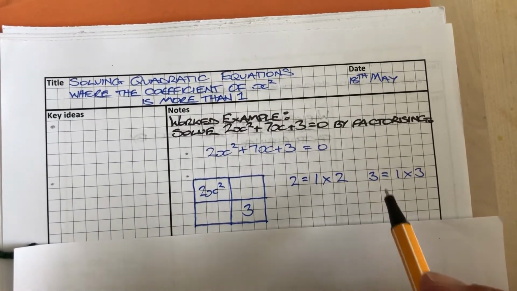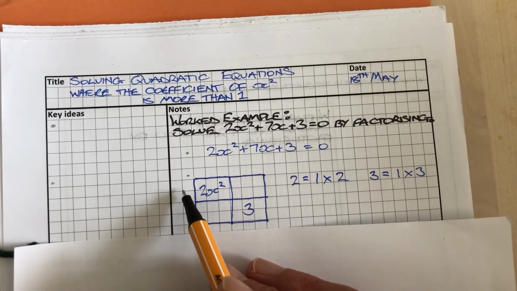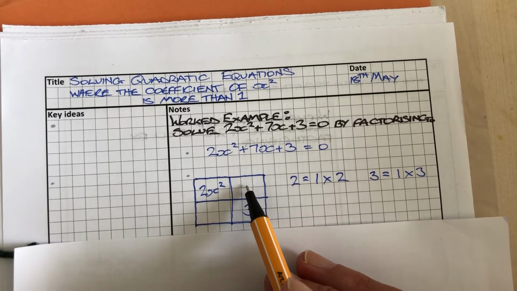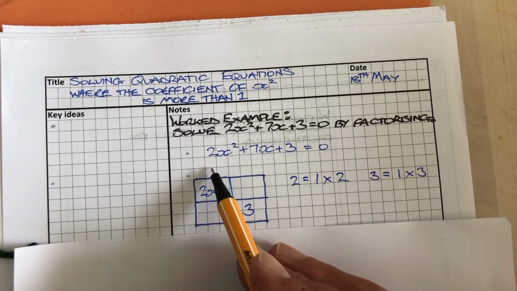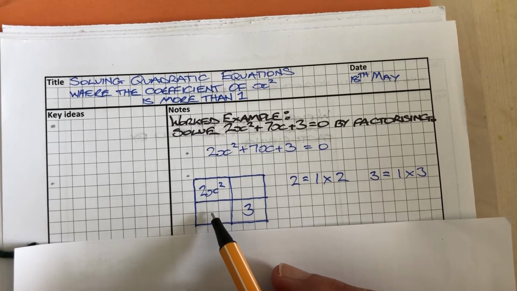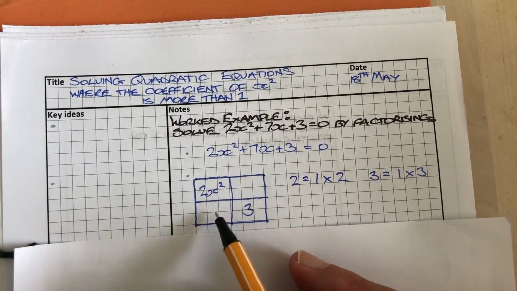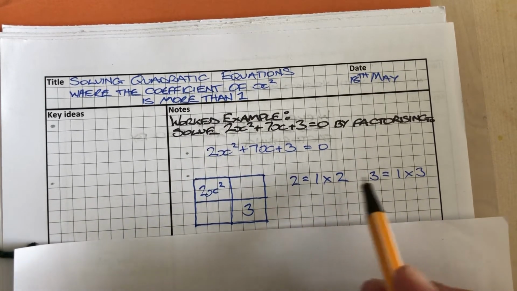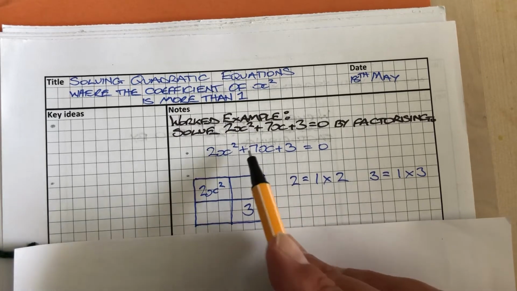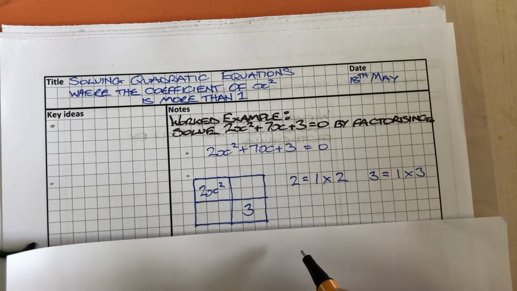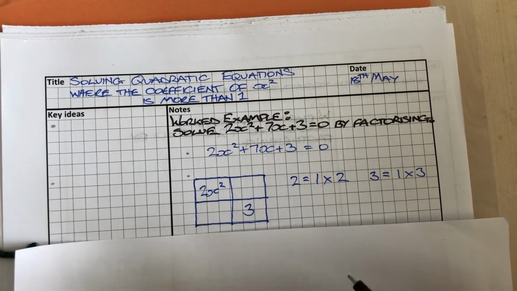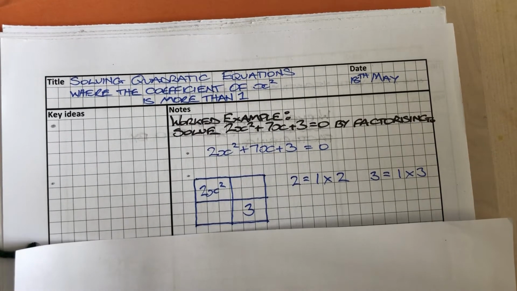Now, this number here, whatever it is, multiplies by this number here to get this number. This number here multiplies by this number here to get this number here. And then we add these two numbers together to get this number. So what I'm looking for is combinations of these numbers to make 7. Now, that comes down to trial and error. You might spot it straight away, but it might take a few goes of trying things out.